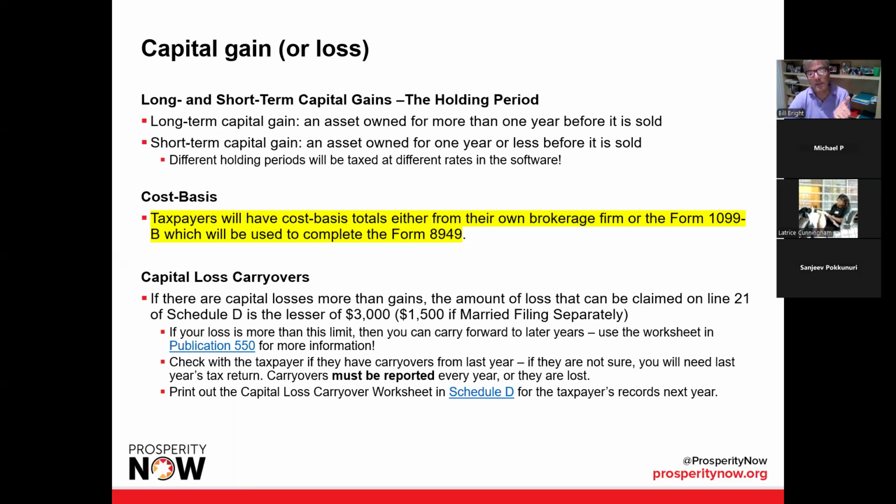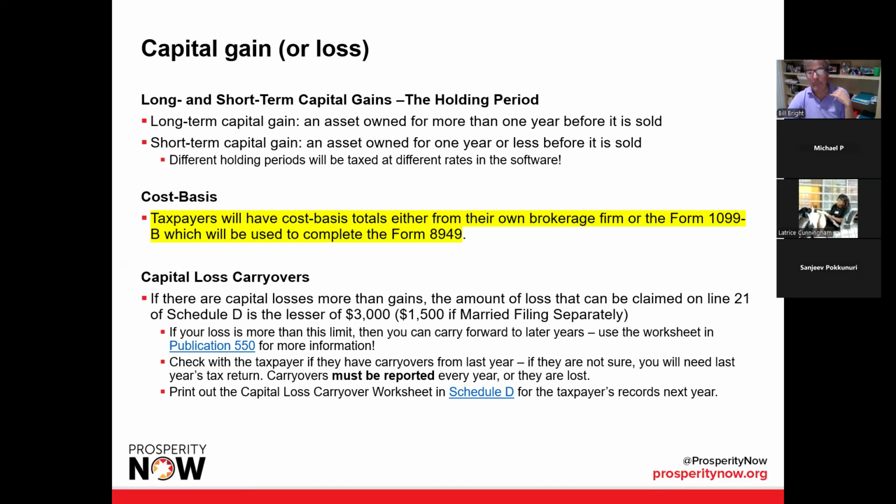Taxpayers must have cost basis either from the brokerage firm or from some record of their own. Generally, it's going to be on the forms that come from Schwab, Fidelity, whatever. On the off chance that it's not, we can try and make some sort of educated guess as to what that might be, which usually passes the smell test.